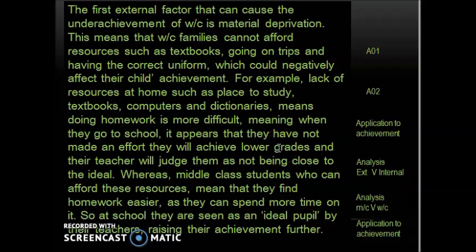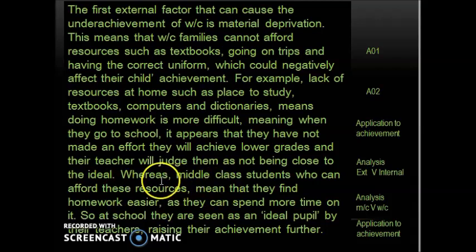But then we're going to offer a little bit of analysis here, because we're going to then start to discuss an internal factor, which is going to be impacted or developed from the external factor. So if you're not making an effort when you're doing work at home, you're going to then be suffering a little bit of teacher labelling, because the teacher is going to judge them as not being close to the ideal, whereas middle class kids who do their homework and spend a lot of time on the effort, that is going to be closer to what the ideal pupil is.